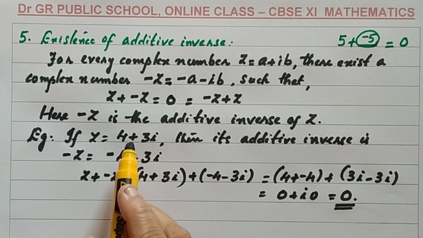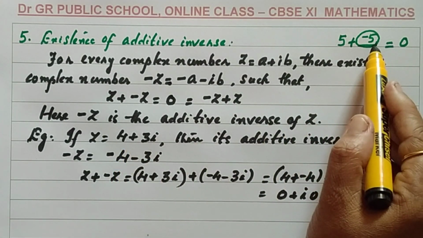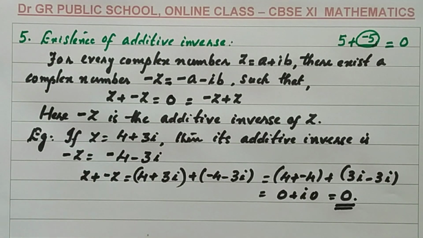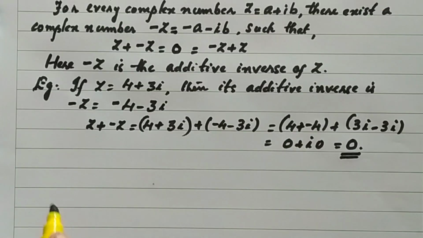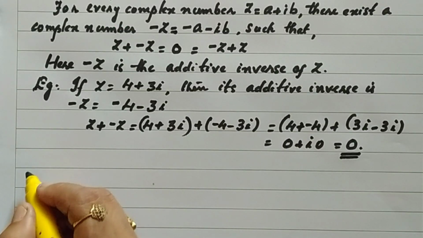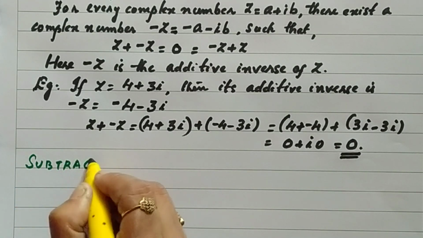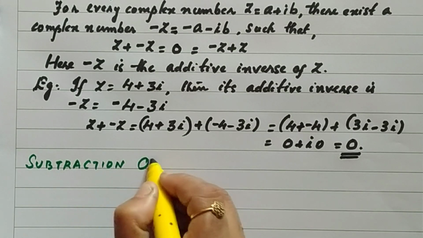So for every real number, there is an additive inverse. In the same way, for every complex number, there exists an additive inverse. Now we are going to study the next property. So in the case of addition, 5 laws are there: the closure law, commutative law, associative law, existence of additive identity, and existence of additive inverse. Now we are going to study the second operation, that is subtraction of two complex numbers. Subtraction of complex numbers.